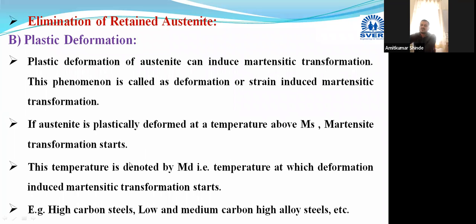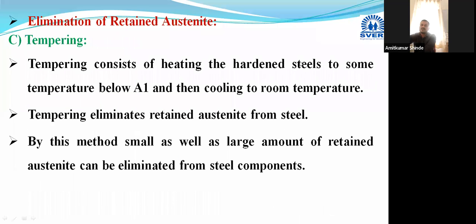It can be done on high carbon steels, low carbon high alloy steels, or medium carbon high alloy steels. And in tempering, we can do medium temperature or high temperature tempering to eliminate a small or large amount of retained austenite from the steel component. Tempering is also done.